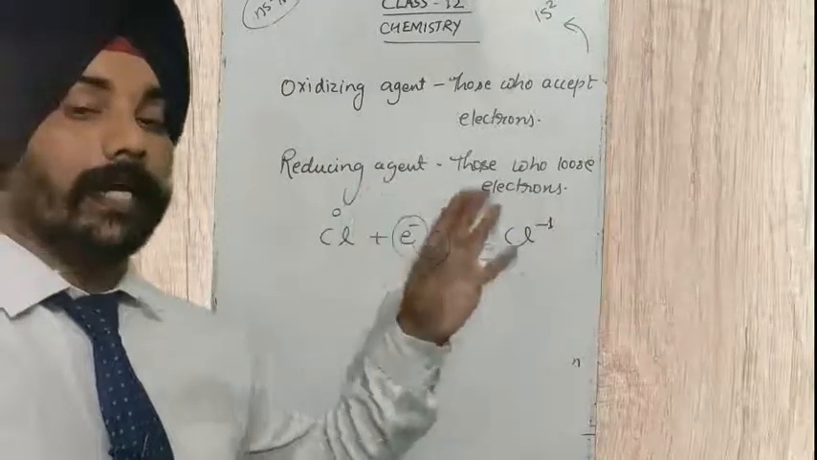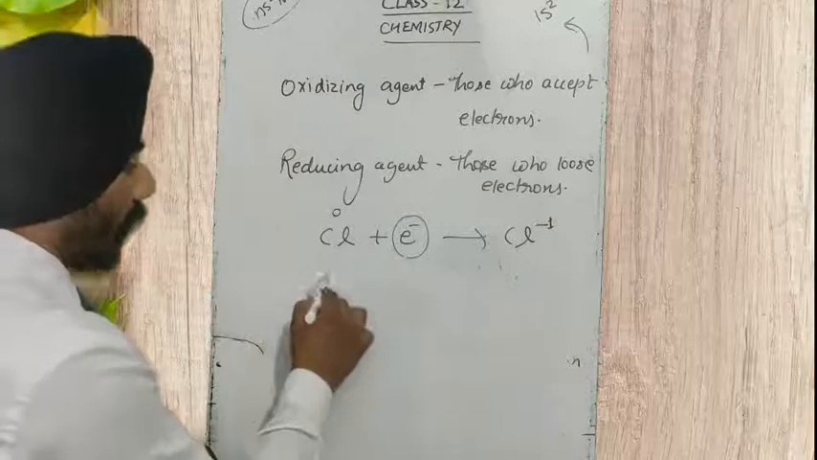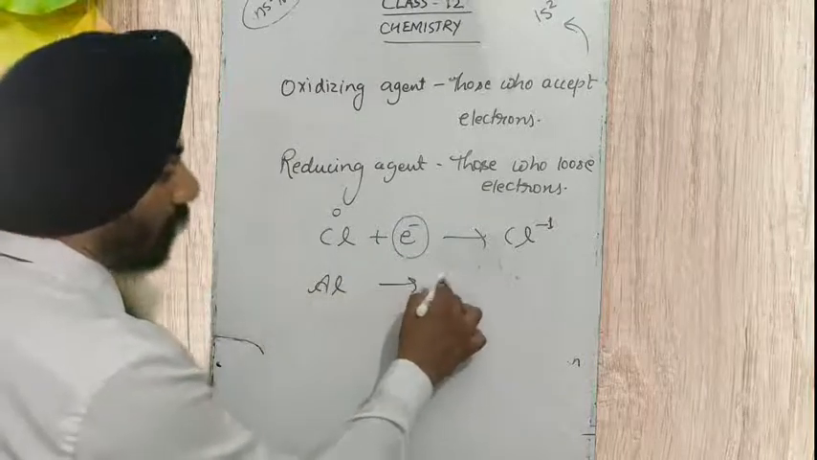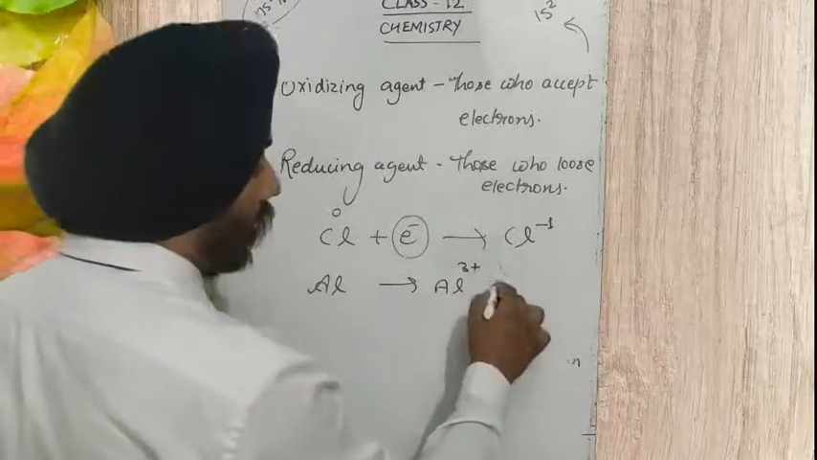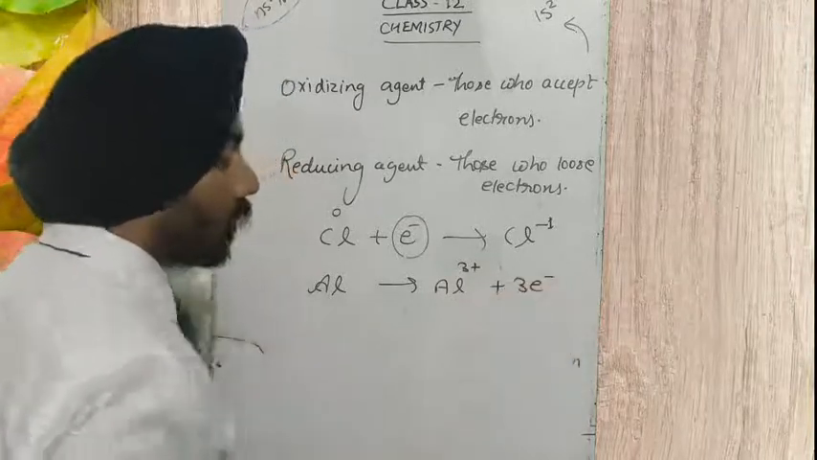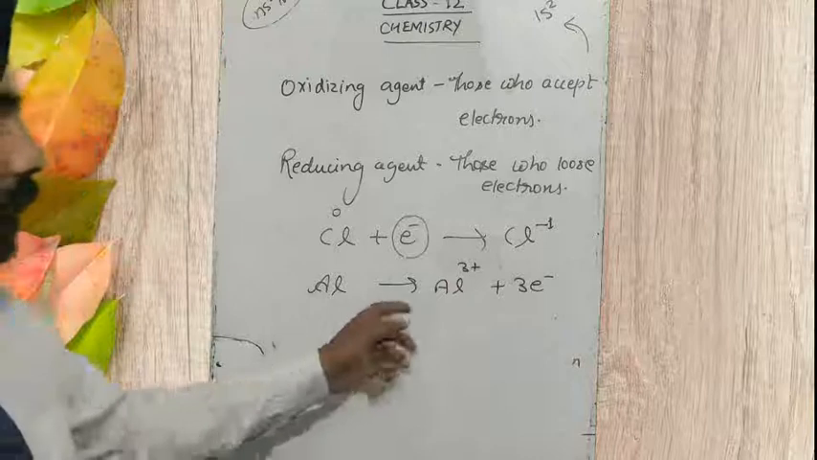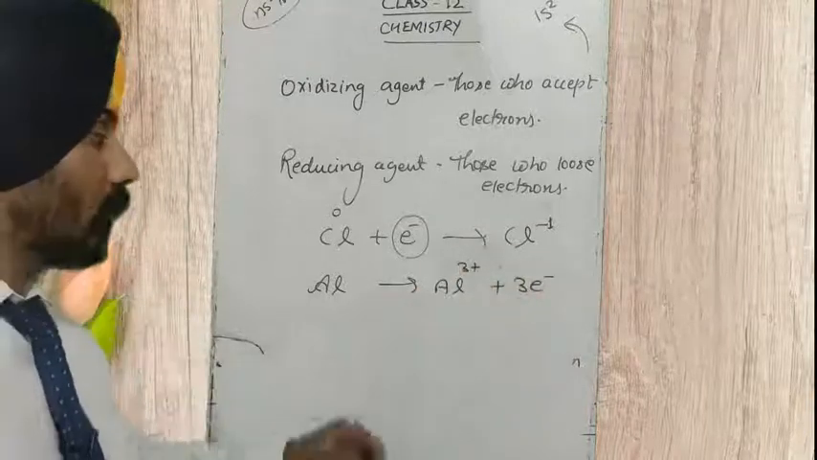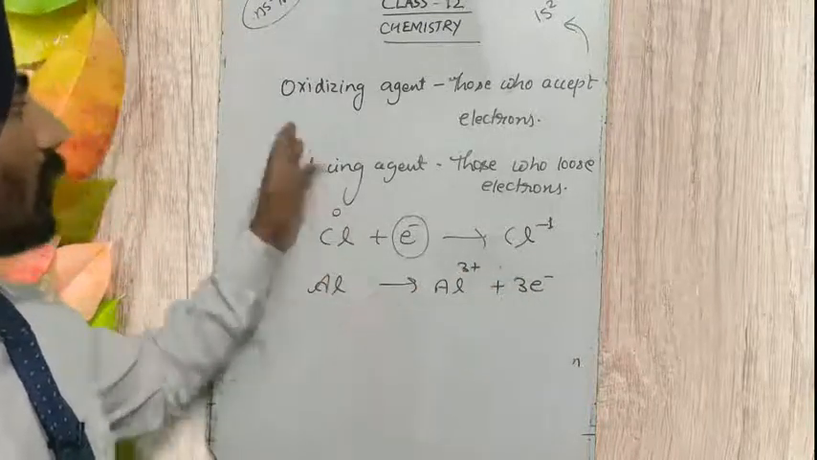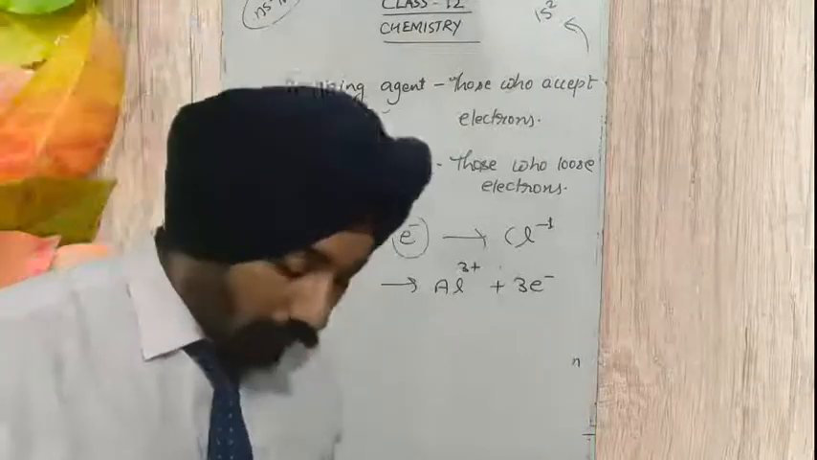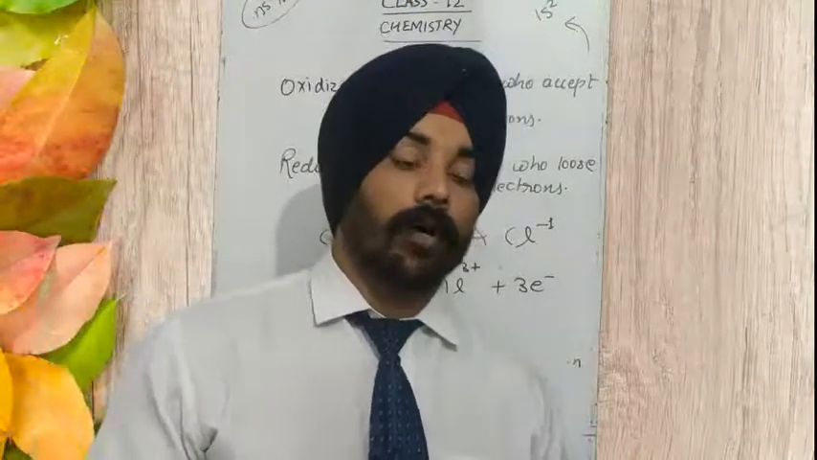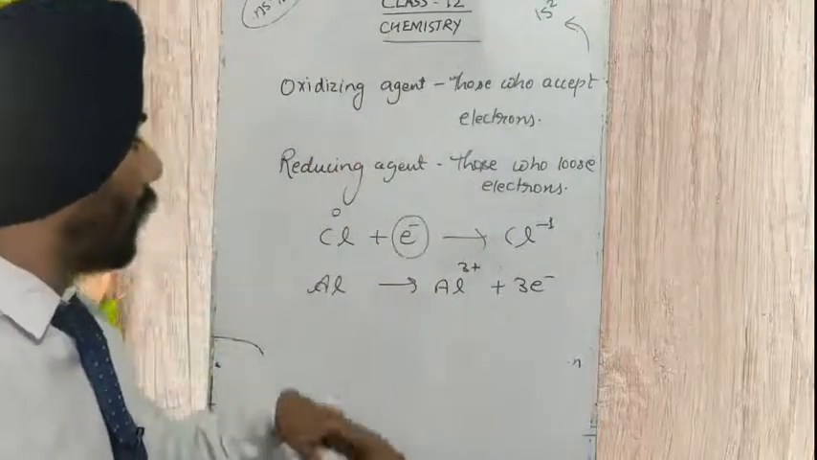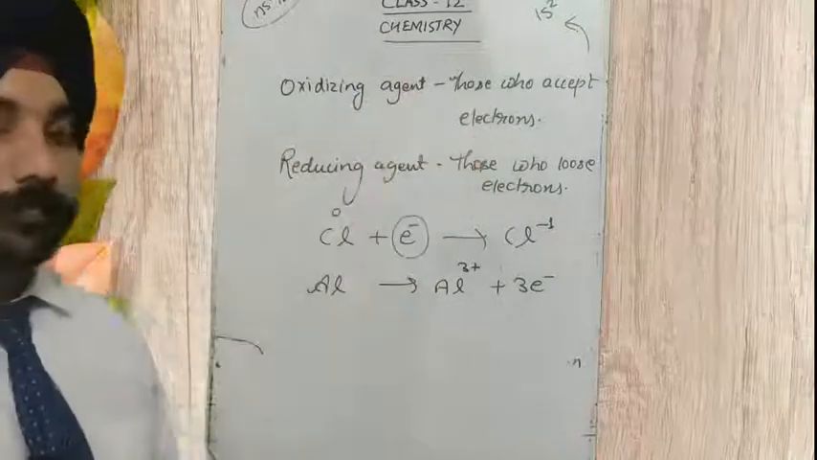And for those who take away electrons, like an aluminum atom, it is converted into aluminum 3 plus ion and 3 electrons. So there must be some species that can take these 3 electrons, and that species will be called an oxidizing agent. So here we have to study oxidizing power, which belongs to the oxidizing agent.